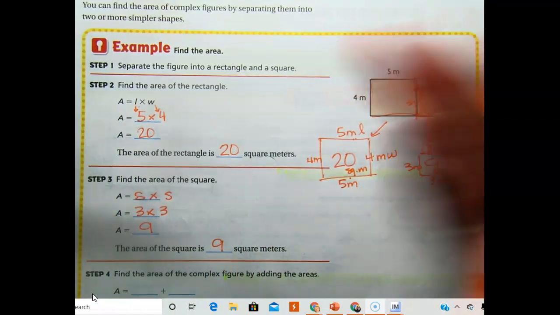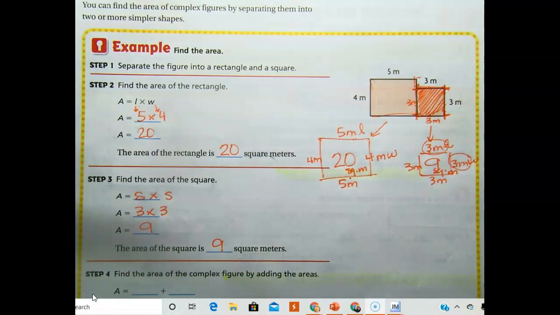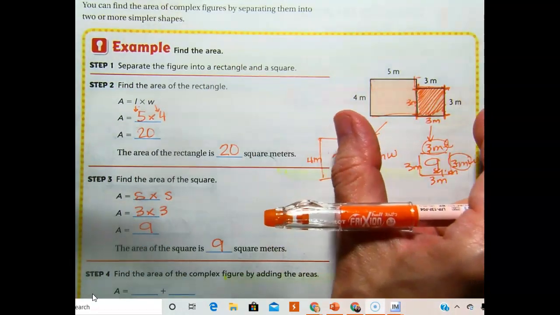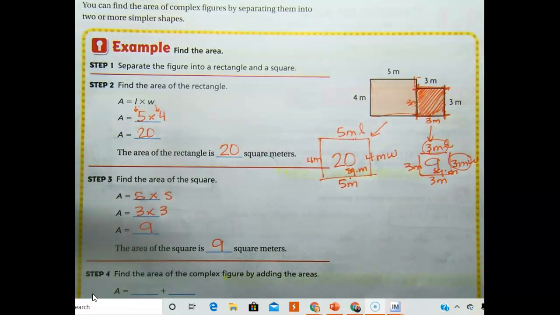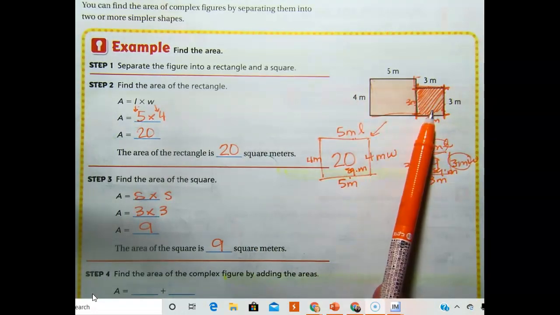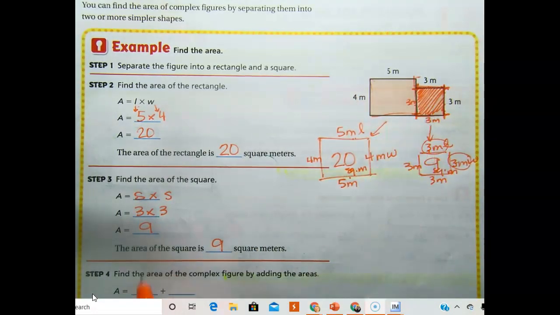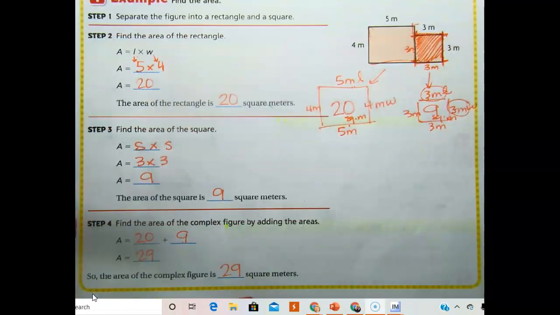And then all you have to do is add those two measurements together, because remember we pulled them apart. We need to combine them to see how many actual squares would go in this whole entire figure combined. So we have 20 is our first area, 9 is our second area, and 20 plus 9 is 29. So the area of the complex figure would be 29 square meters. That's kind of an extension. You're really asked to be able to find the area and perimeter of rectangles and squares.